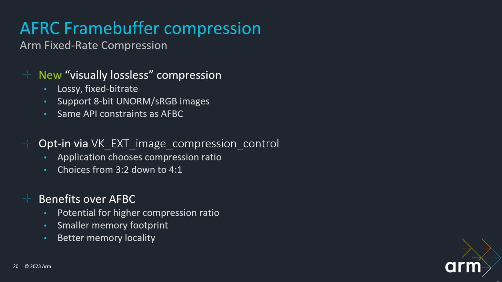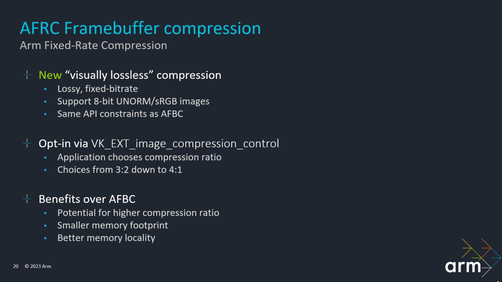To use AFRC, you can opt in via the new VK_EXT_image_compression_control extension, and this allows an application to choose a compression ratio. And for AFRC, there's choices from 3:2 all the way down to 4:1.